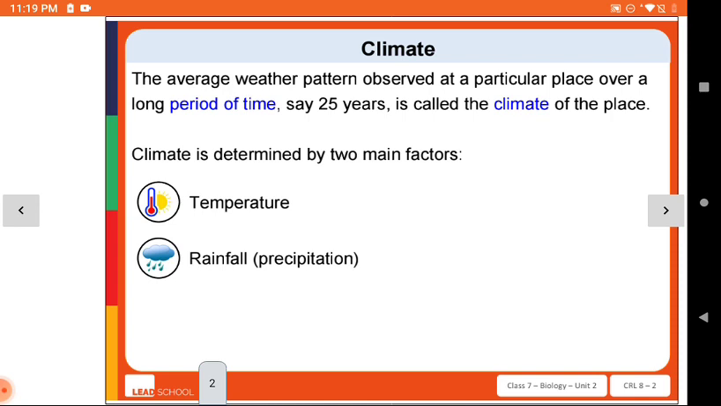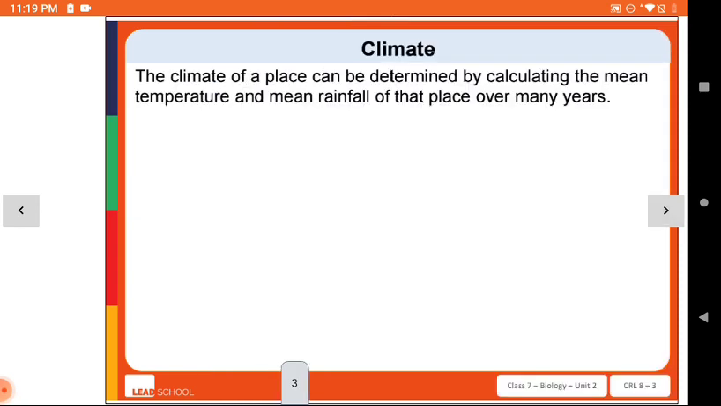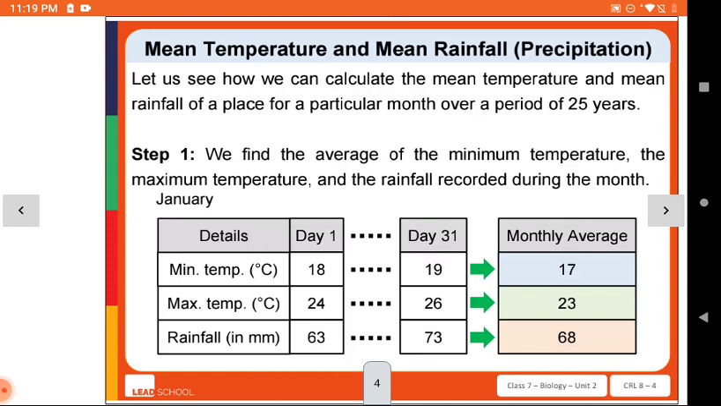Climate is determined by two main factors. One is temperature and another is rainfall. So the climate of one place can be determined by calculating the mean temperature and mean rainfall of the place over many years. So, mean temperature and mean rainfall.